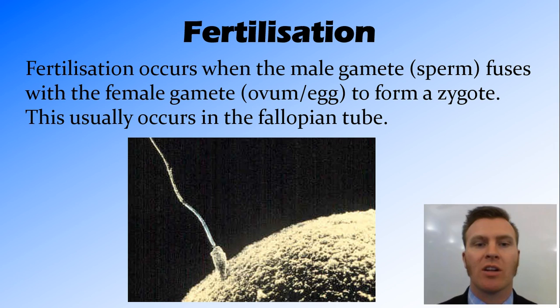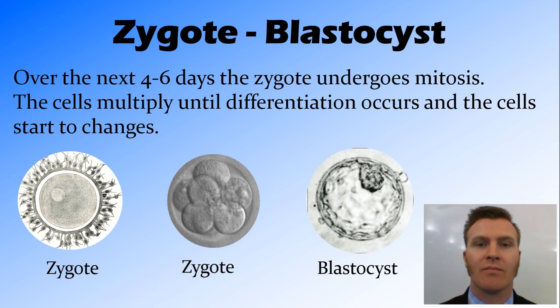This process of fertilization usually occurs in the fallopian tube a few days after ovulation. This zygote then has a few days, generally about 4 to 6, where it undergoes mitosis. That's cell division, where each time it doubles the amount of cells it has. So it starts off as 1 fertilized cell, then 2, then 4, then 8, then 16, and continues like this.